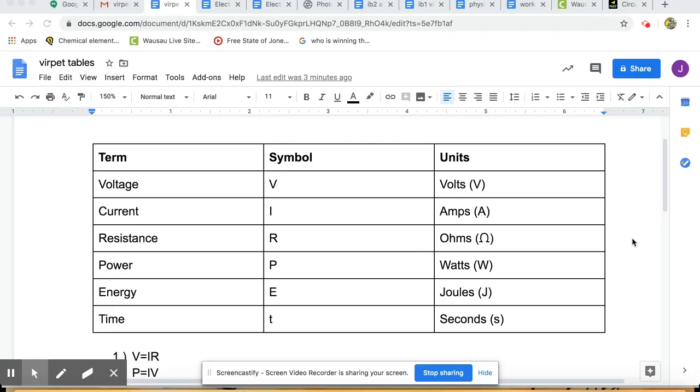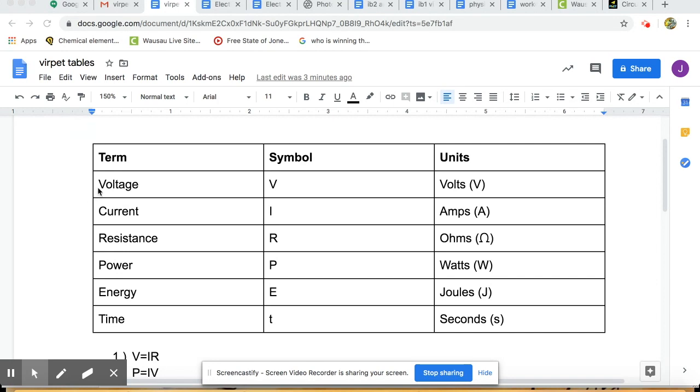Alright, in this video we're going to talk about VIRPEt, or the terms listed here: voltage, current, resistance, power, energy, and time. And we're going to use VIRPEt and a couple of different rules and equations to help us analyze basically any circuit as long as it's only made up of batteries and resistors and switches.